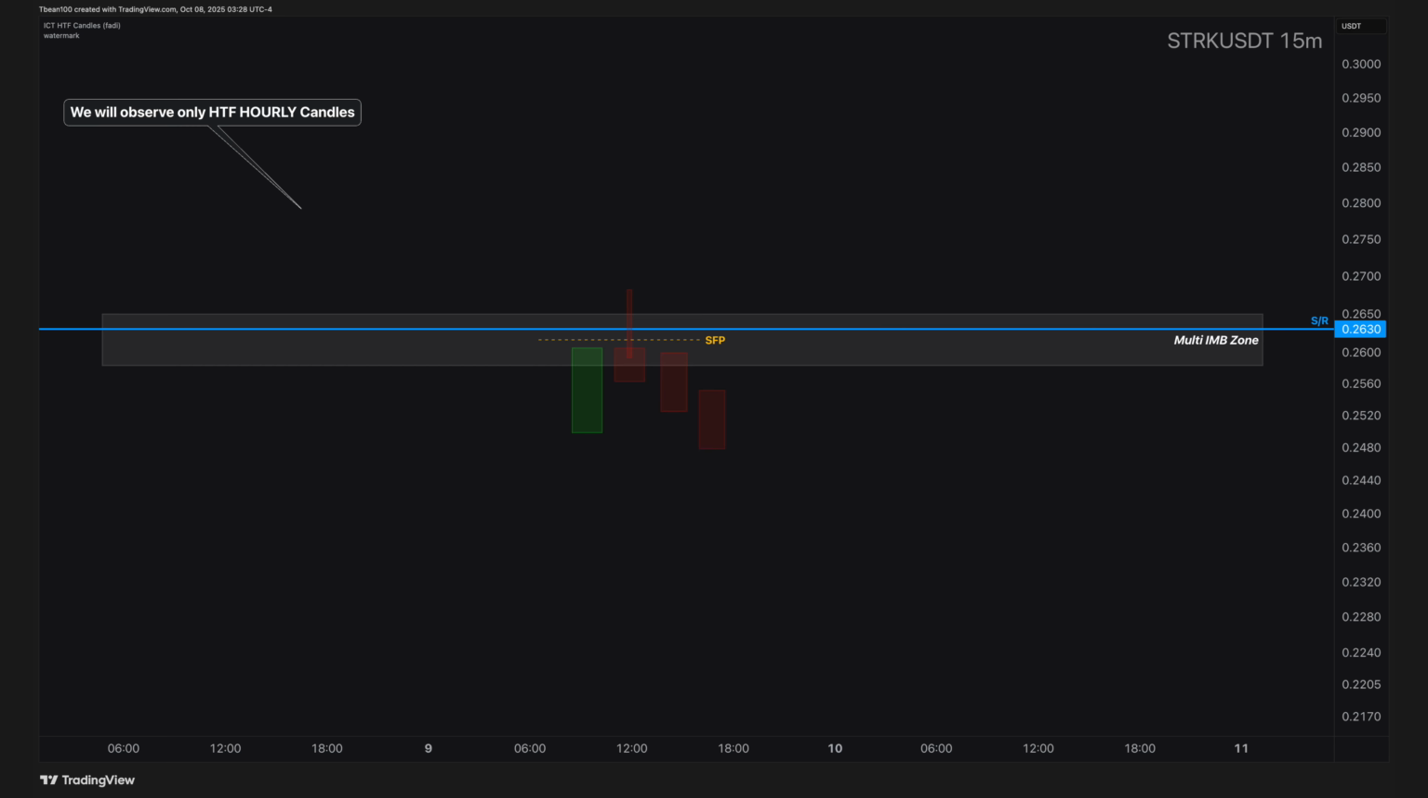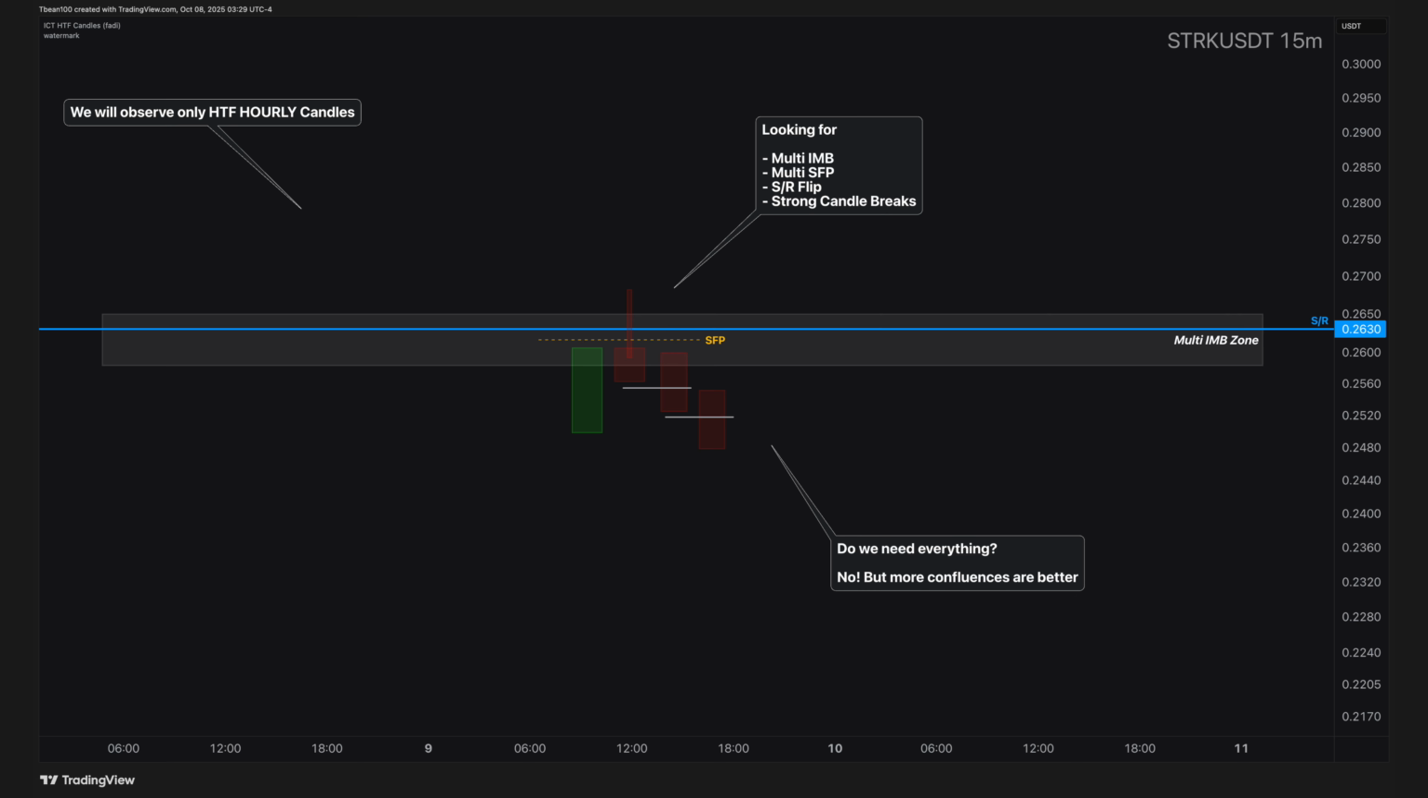These are usually marked by big rejection candles, and if that move is followed by a strong opposite candle break, like in this example, we can confidently say the sellers have taken full control of the price. Now the question is, do we really need every single one of these signals to make it right here? Not necessarily. But it is always better to have multiple confluences working together because that helps us increase our chances of winning in each trade.